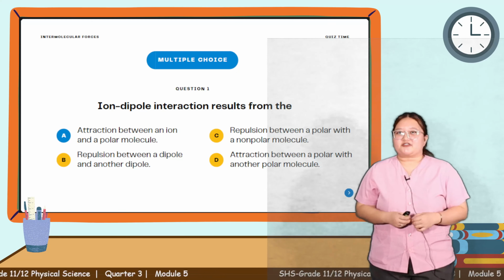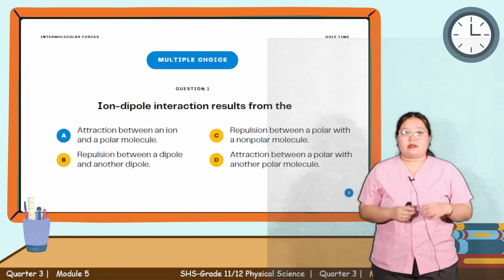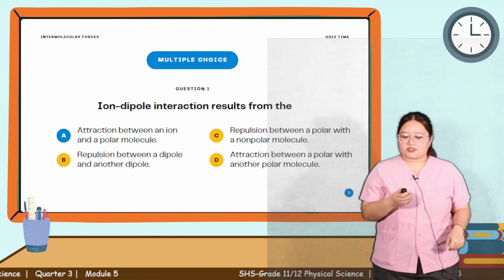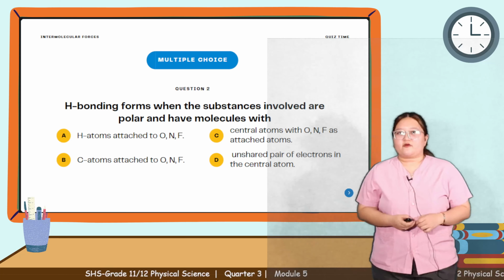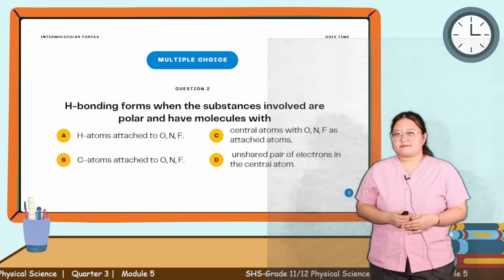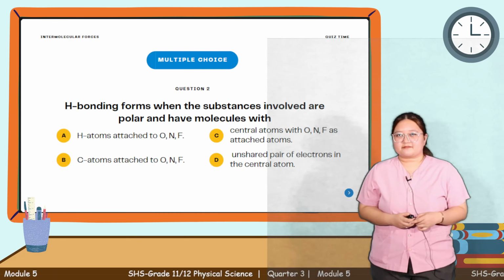Good job. Attraction between an ion and a polar molecule. Remember the name ion-dipole? It's the interaction between a charged ion and a molecule that has a dipole. Very good. Number 2. Please complete another statement. Hydrogen bonding forms when the substances involved are polar and have molecules with hydrogen atoms attached to oxygen, nitrogen, or fluorine.